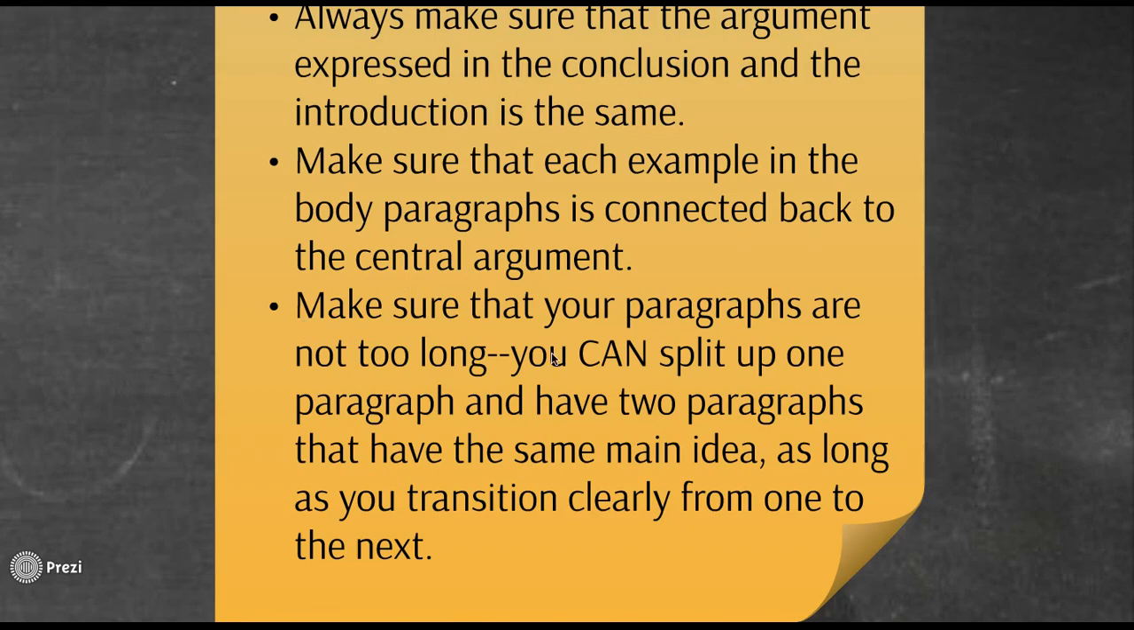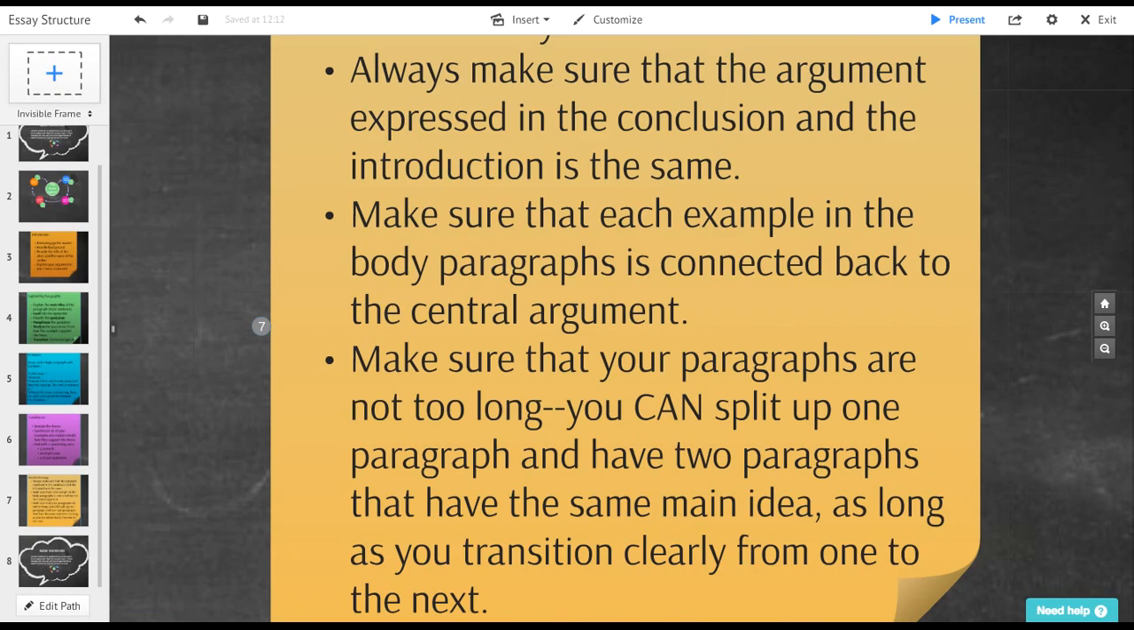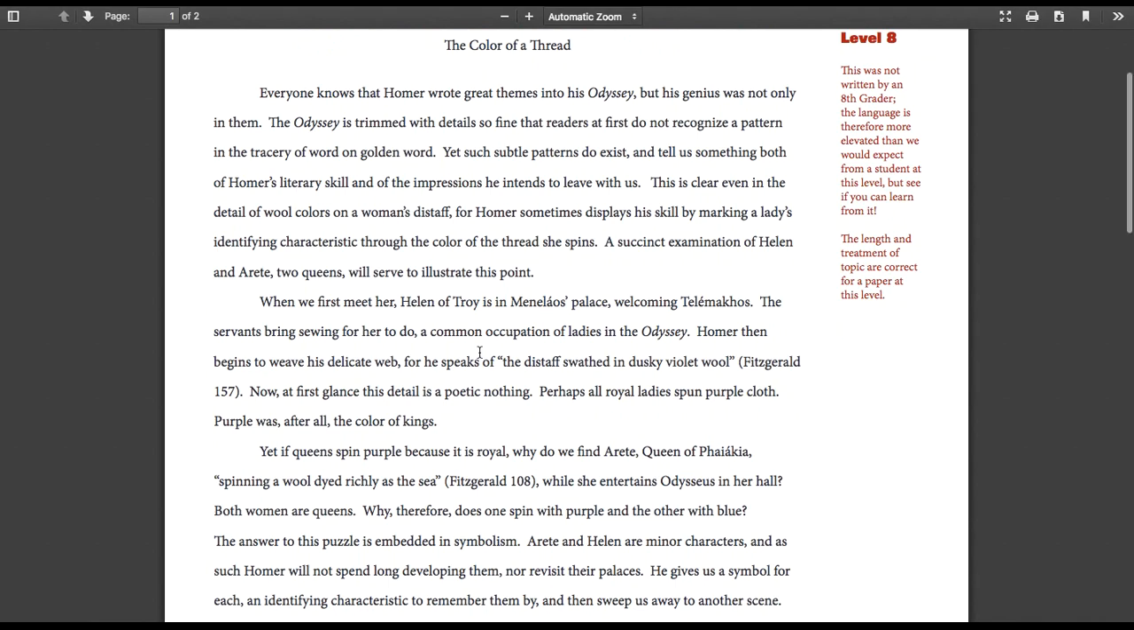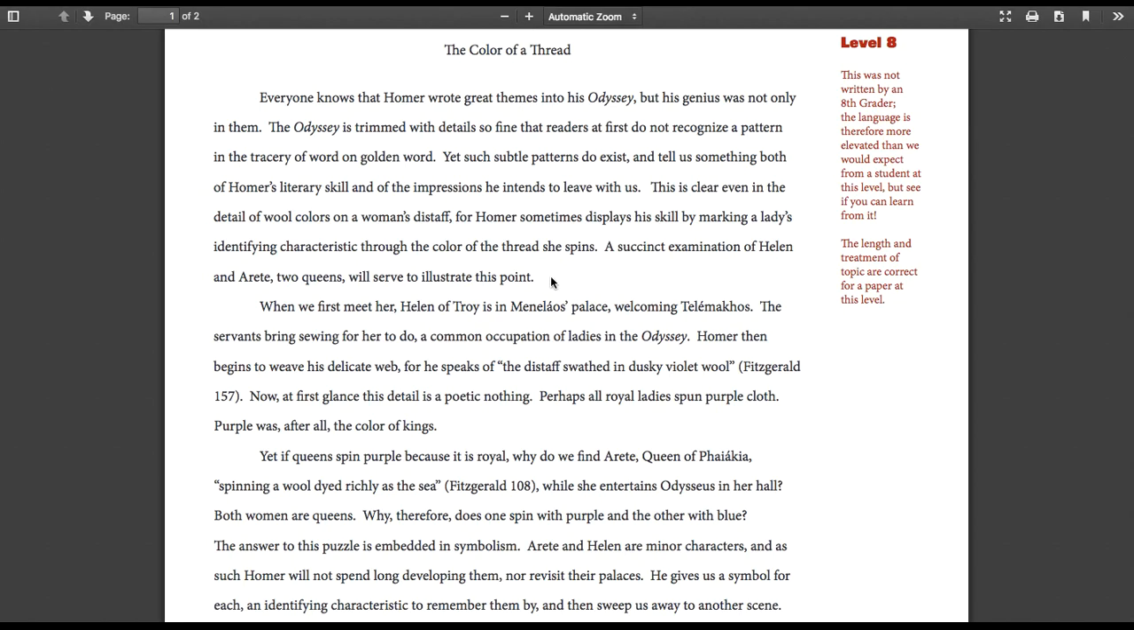Make sure that your paragraphs are not too long. You can split up one paragraph and have two paragraphs that have the same main idea, as long as you transition clearly from one to the next. All right, so let's look at some examples of essays. So here's one. This is not exactly a level 8 essay, but it's given as an example for people in grade 8. However, it is a good example of what I'm expecting for this first essay. Your last essays will be more complex and more advanced, but this is what I'm expecting.